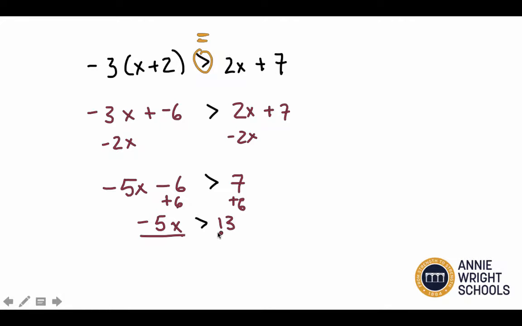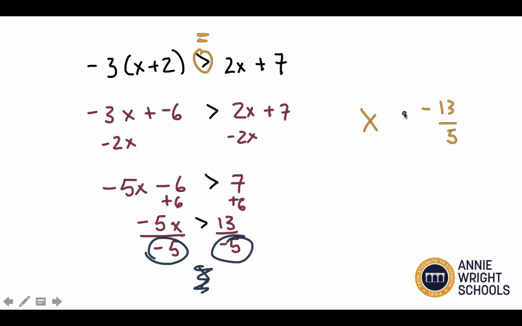Now I'm going to divide by -5. And I'm going to get my final answer, which is x less than -13/5. When we solve inequalities, you have to keep the inequality sign facing the same direction unless you multiply or divide by a negative number. Because I divided by a negative number, this flips direction.